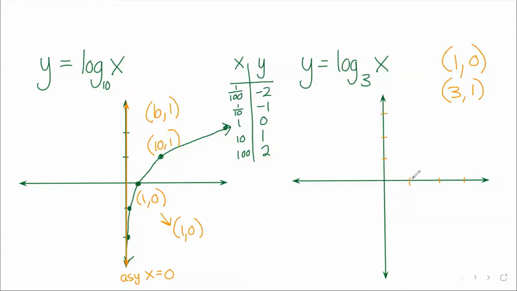We have when x is 1, y is 0. When x is 3, y is 1. We know that we're always going to have that asymptote on the y-axis at x equals 0. Draw that in there.